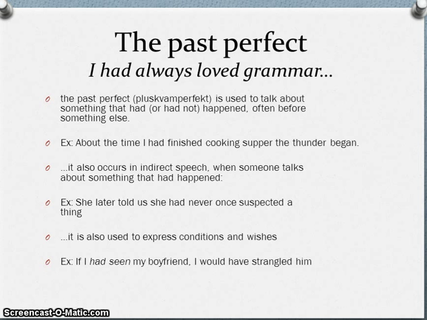Past perfect also occurs in indirect speech, when someone talks about something that had happened. She later told us that she'd never once suspected a thing. It's also used to express conditions and wishes. For example, if I had seen my boyfriend, I would have strangled him.